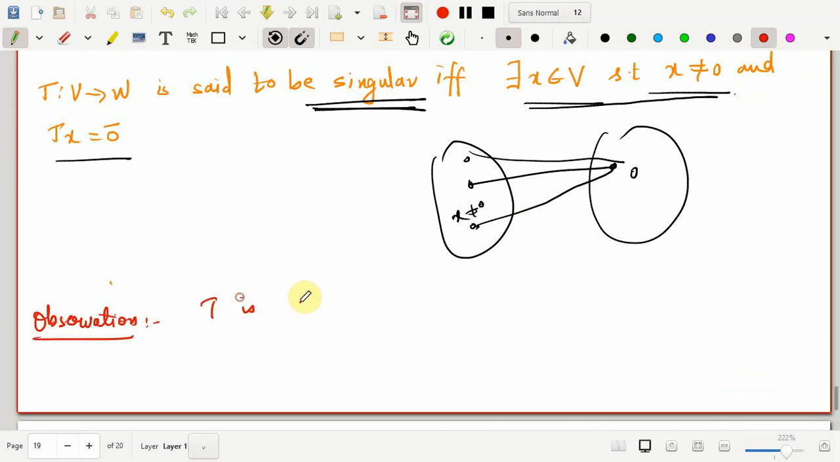T is injective. This is what we have proved in the previous class: if the kernel of T is the singleton {0}. But we know that this is the definition of non-singularity. So this is the same as saying T is non-singular.